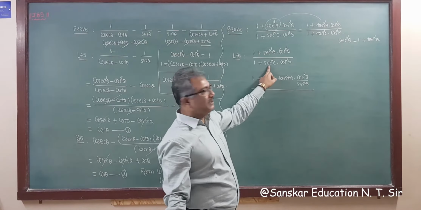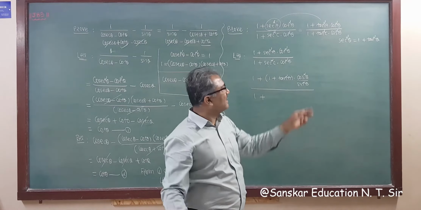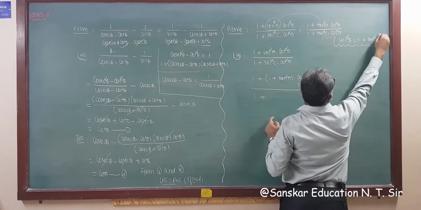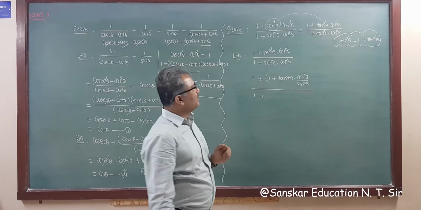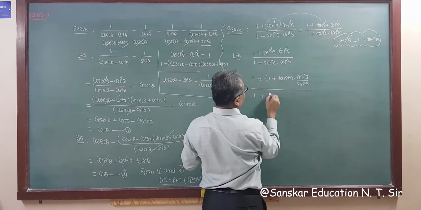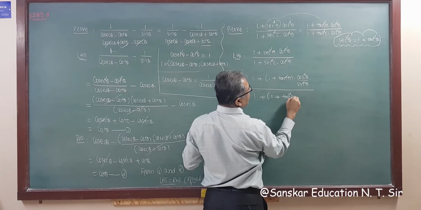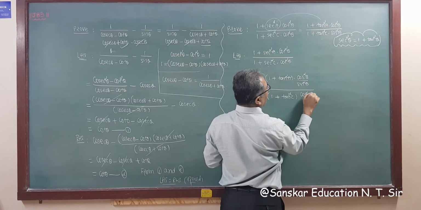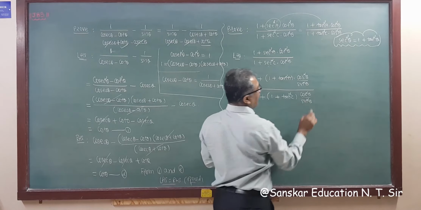Now sec square c, we don't require sec square, we require tan. So sec square theta is 1 plus tan square theta. This is the formula, so apply this formula. What do we have to write? Instead of sec square c, 1 plus tan square c, and cot square b means cos square b upon sin square b.